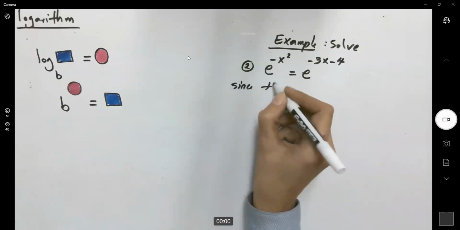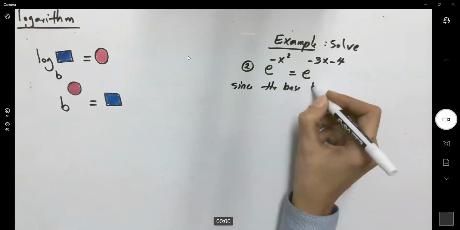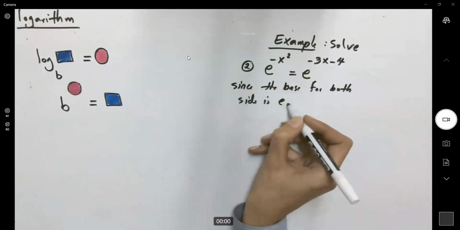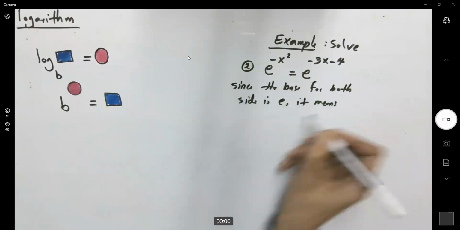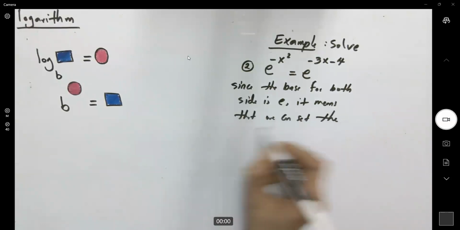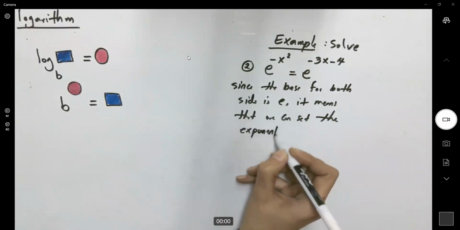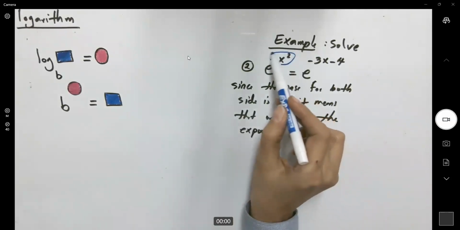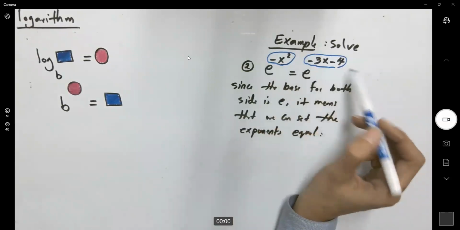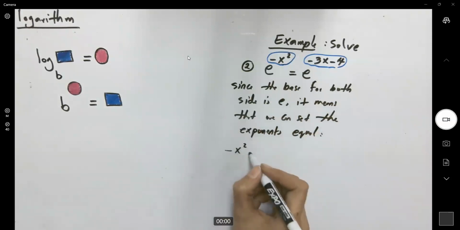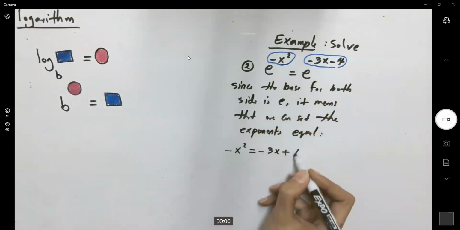Since the base for both sides is e, it means that we can set the exponents equal. So what's the first exponent? What is the second exponent? The first exponent is negative x squared, and the second exponent is negative 3x plus 4. So negative x squared is negative 3x plus 4.